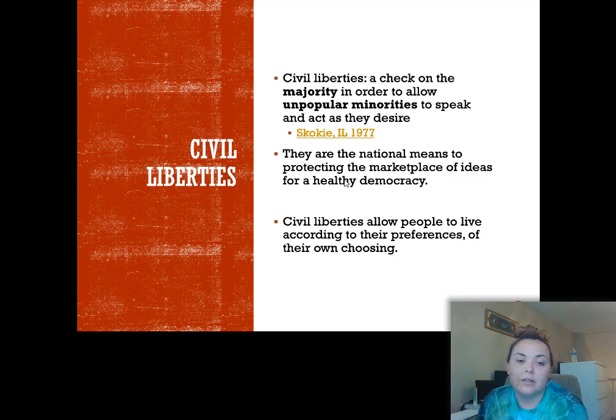A couple of cases exemplify the reason that we have civil liberties: to protect unpopular minorities. An example of this would be Skokie, Illinois in 1977. Civil liberties are understood to be a check on the majority in order to allow even unpopular minorities to speak and act as they desire.